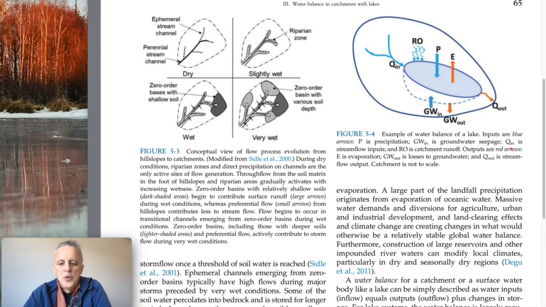And then we have Q in, which is streamflow input to the lake. And then we have RO, which is catchment runoff, where some surface flow is providing some input to the lake. And then in outputs, we have E for evaporation, and groundwater out, so we have some loss of groundwater. And then we have Q out, a stream that is draining the lake, and this is Q out.